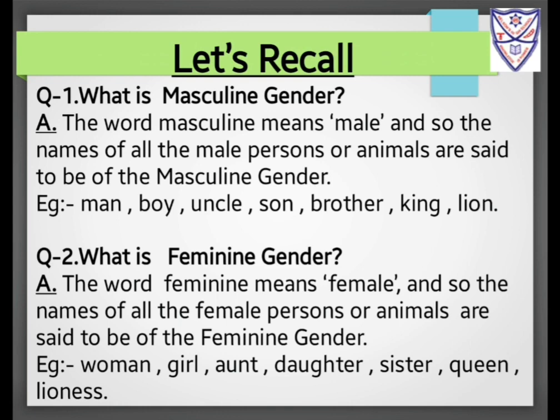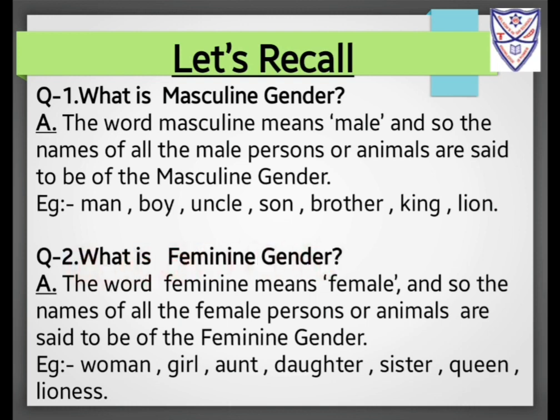So let us recall. First one, what is masculine gender? Now the word masculine means male, and so the names of all the male persons or animals are said to be of the masculine gender. For example, man, boy, uncle, son, brother, king, lion. So whenever we see a name of a male which is related to persons or animals, it is said to be of the masculine gender.